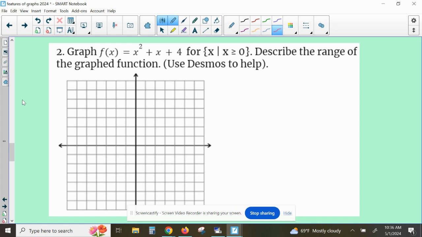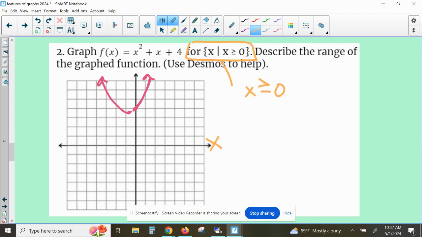Okay, so it looked like he crossed here and his vertex was there. It kind of looked like that. Now we know that these graphs keep going up and out forever, right? Okay, so we wanted to describe the range. Now we only want the values for x. Box that up. So what does that mean? We want the values of x such that x is greater than or equal to 0.